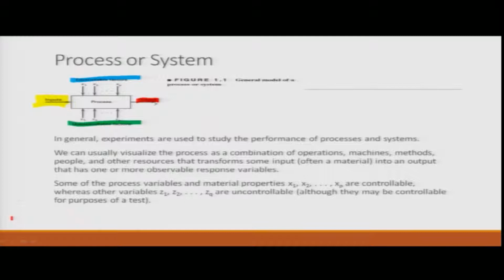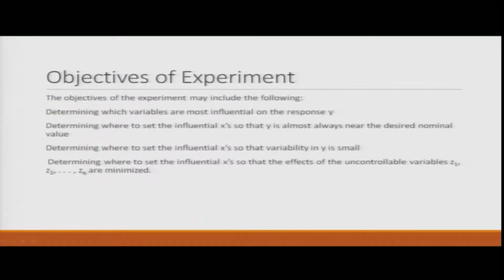Such process variables and materials are termed x1 to xp, which are controllable, and z1 to zq. This z has nothing to do with the standard normal deviate. These are uncontrollable, although they may be controllable for the purpose of the experiment, but for the test we will consider them not under control. The objective of the experiment would be as follows: determine which variables are most influential on the response.